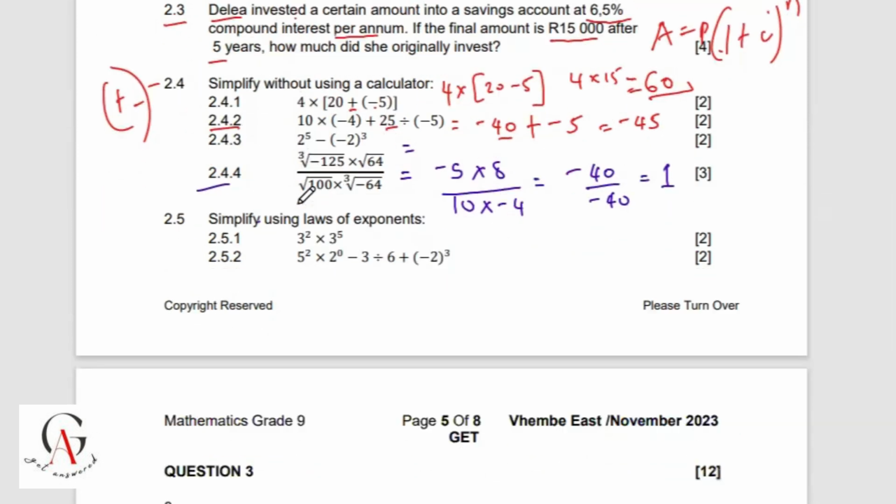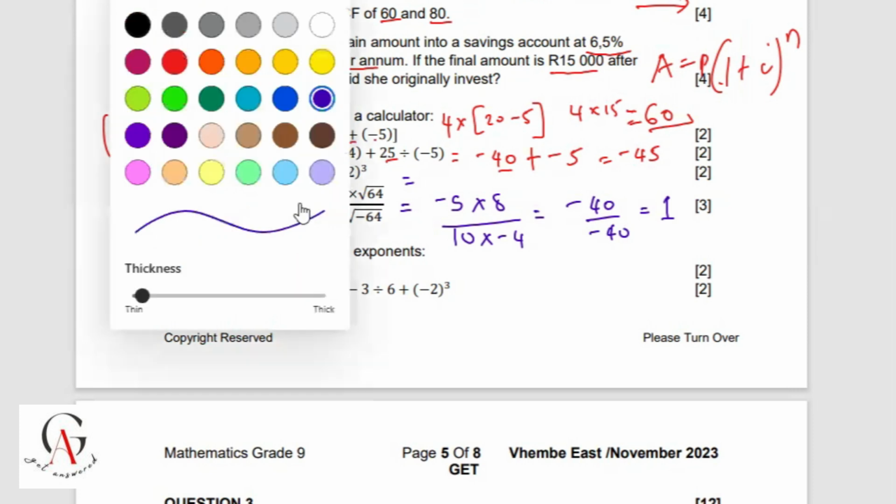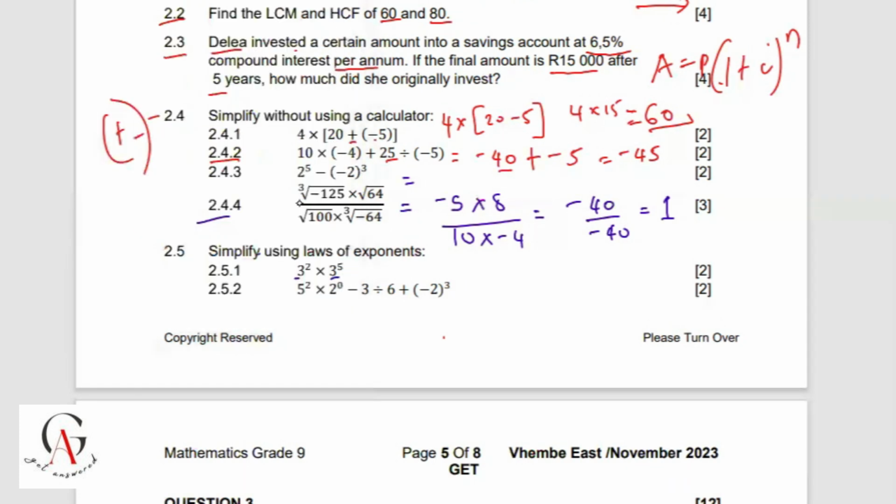Then 2.5, which is the exponents. Laws of exponents. We know that when the bases are the same and we are multiplying, we shall add the exponents. So that's going to be 3 to the exponent of 2 plus 5, which is 3 to the 7. You can simplify this if you want, but I would prefer to leave my answer just like that. If you simplify, you should have 2187.